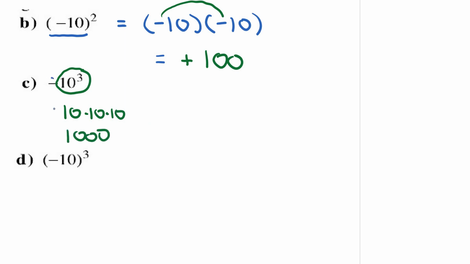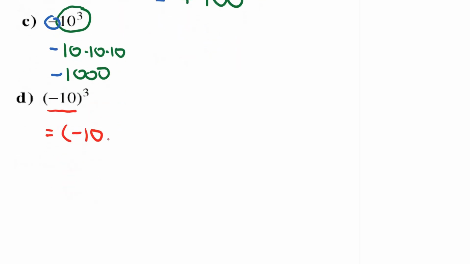And then you also have this minus sign that's tagging along. So -1,000 is the final answer for that one. And for letter D, since you have brackets there, it's just -10 times -10 times -10. And that's also going to be -1,000. All right, so that's it for question 5D.